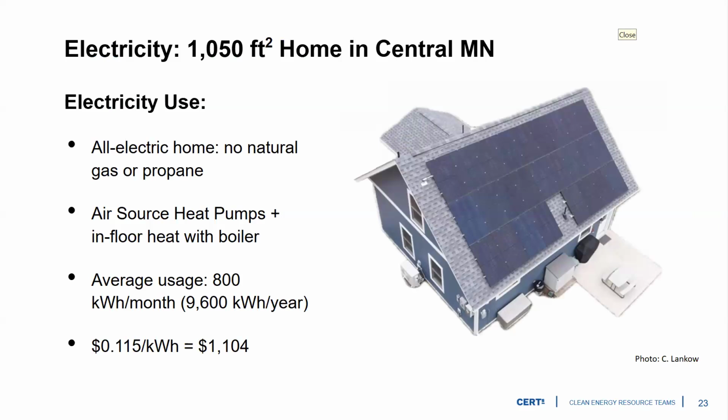It's an all-electric home. It doesn't have any natural gas or propane. Efficiency measures are in place. It's got LED lights. It's got air source heat pumps and good insulation, in-floor heat with an electric boiler. The average usage is 800 kilowatt hours per month, or 9,600 kilowatt hours per year. And it's located in central Minnesota with an electric rate of 11.5 cents per kilowatt hour, meaning that the cost before solar of electricity per year was about $1,100.